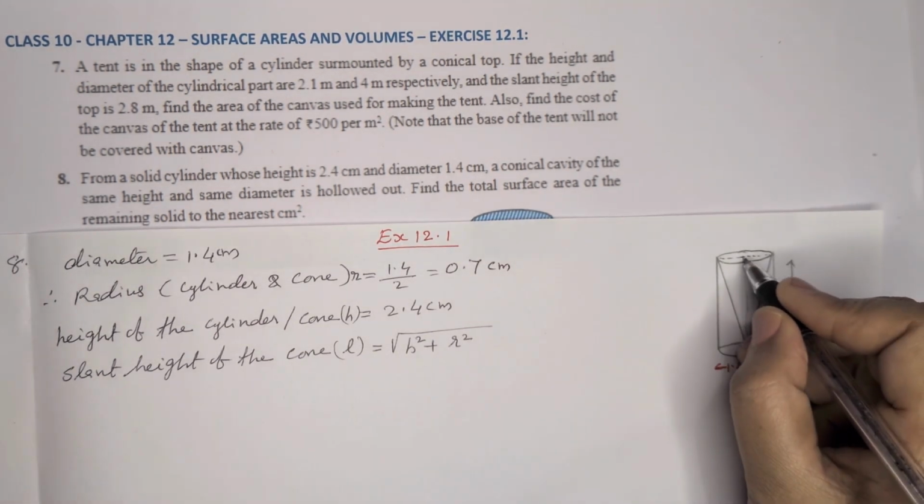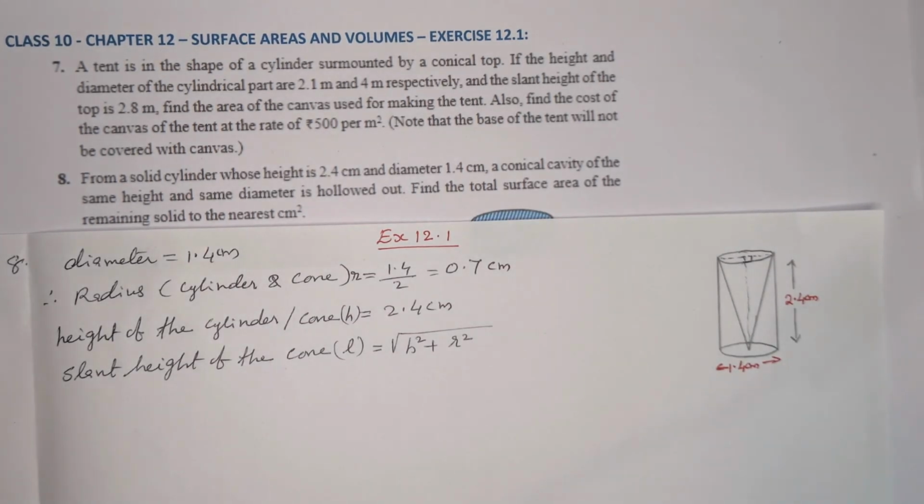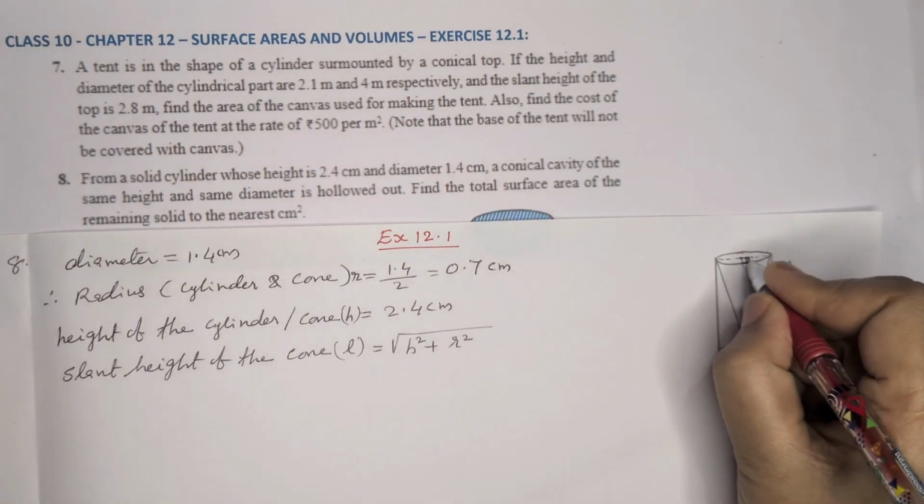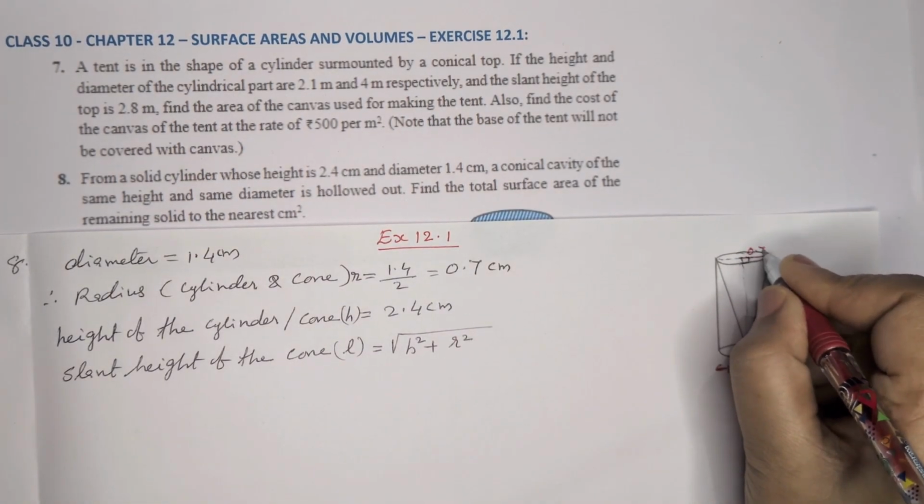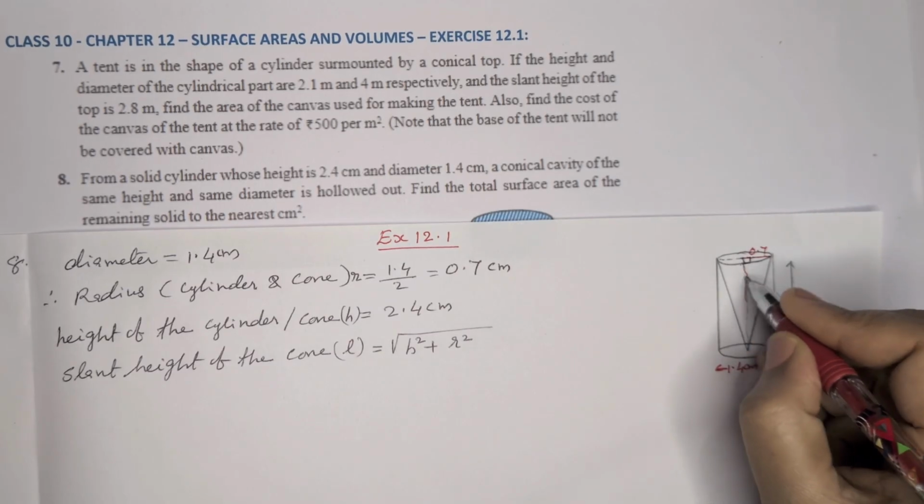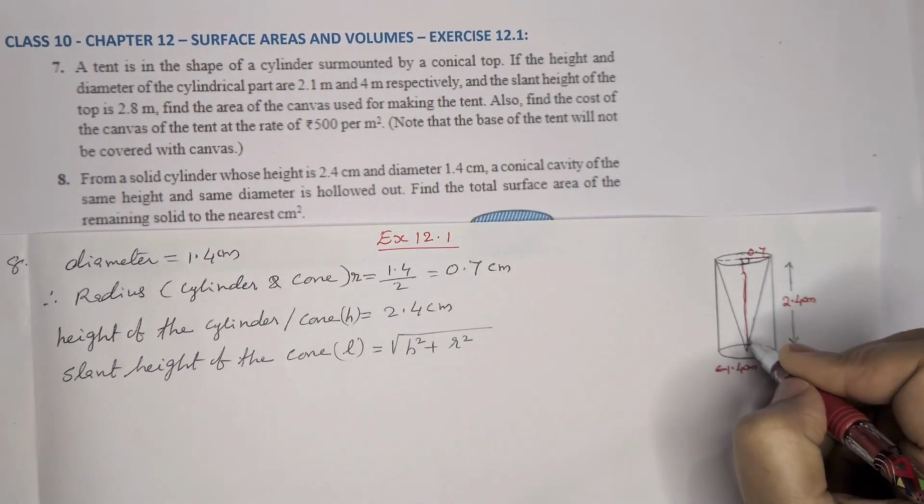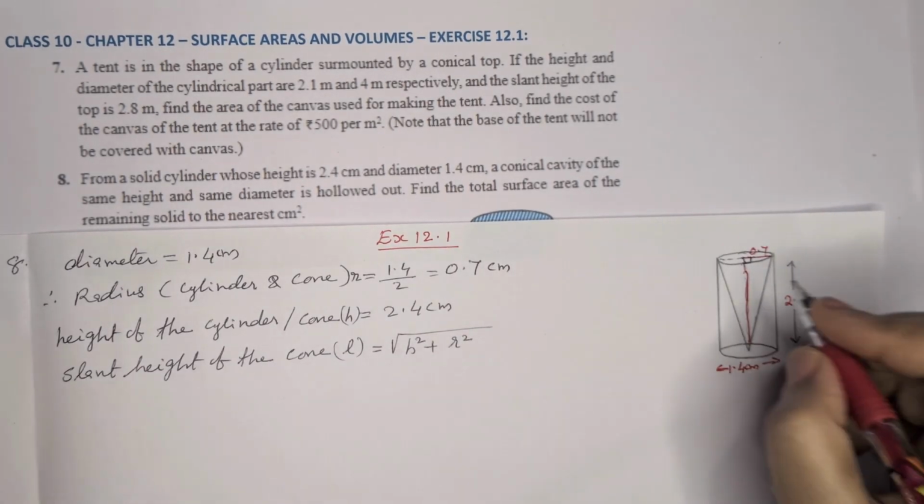Now we are going to find the slant height of the cone. This 90 degree is the radius. Radius already we have, that as 0.7. This 0.7 is the radius, and the height is 2.4.